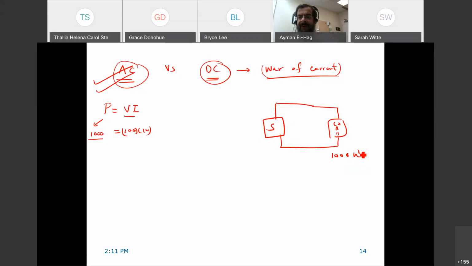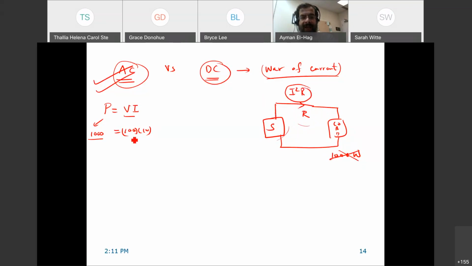Now, if I produce this amount of power, the 1000 watt, it has to go through the wire. Now, the wire will have a resistance, called R, and the power that is consumed in the resistance is equal to I squared times R.